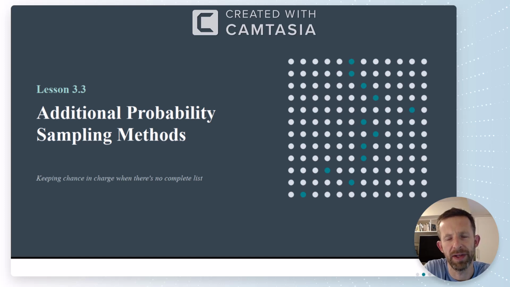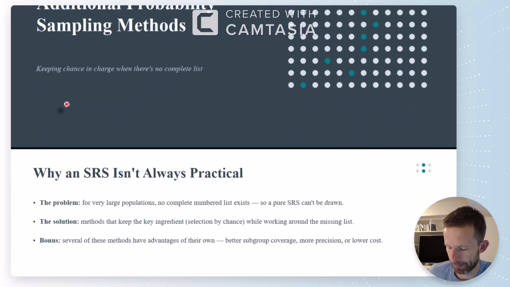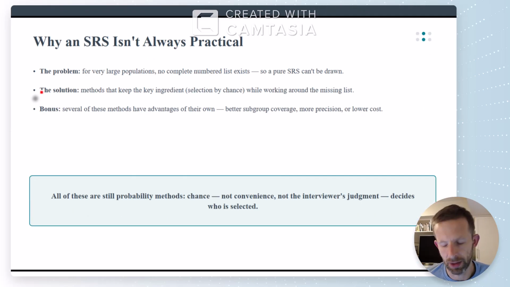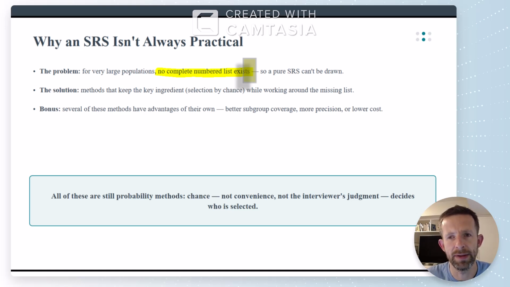Hey guys, welcome to lesson 3.3, where we talk about additional probability sampling methods. So an SRS is not always practical. For large populations, it's very difficult to get a complete numbered list. For example, if our population is the residents of the United States, it's very difficult to get a list of all the residents of the United States. So there are other methods that we can use, which also include chance, that allow us to mitigate that issue.